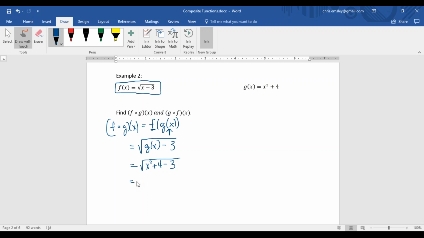And now we can combine some like terms. So we end up with x squared plus 1. That is our composite function, f of g of x.